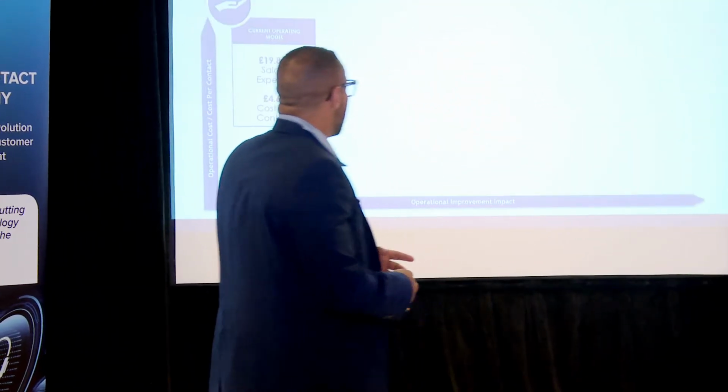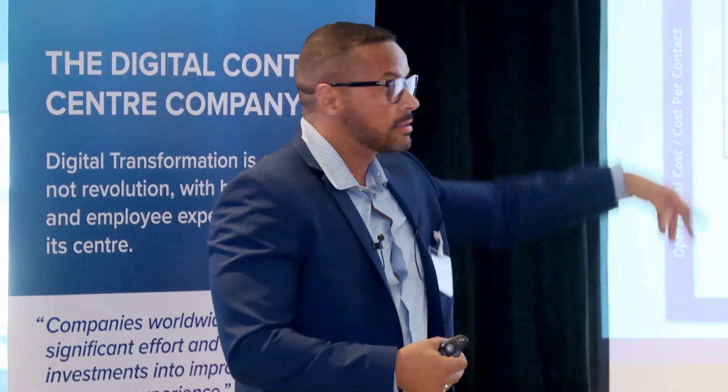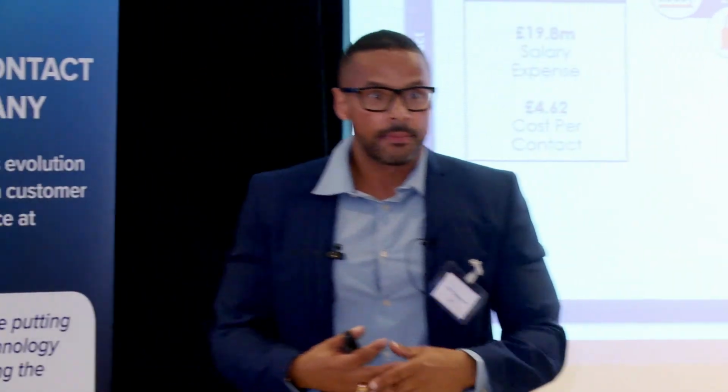Then you start to extrapolate that data using, for example, a waterfall diagram to say if we put agent assist in, we think we can get about 3% operational savings because of the reduction in handle time, but not the reduction in talk time. Analytics, we feel about 2.5%. ID&V, 0.5%. Call queuing, chatbots, RPA, 2%. And we think overall, Mr. Boss, I can deliver to you about a 10% return on all these things that I'm asking for. And I'm not asking for them all right now. I want to buy these maybe over the next 3 years. And it's more of a roadmap type situation.